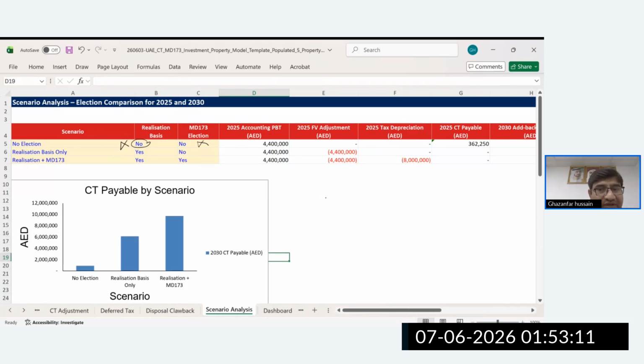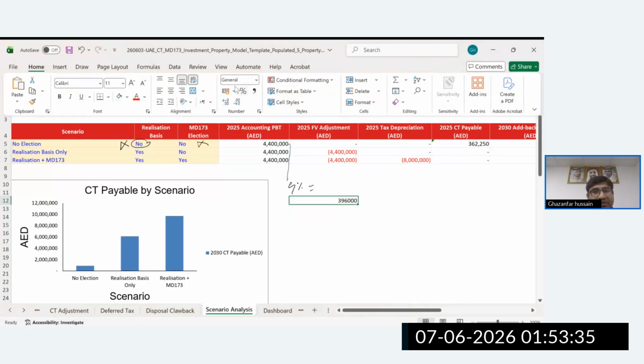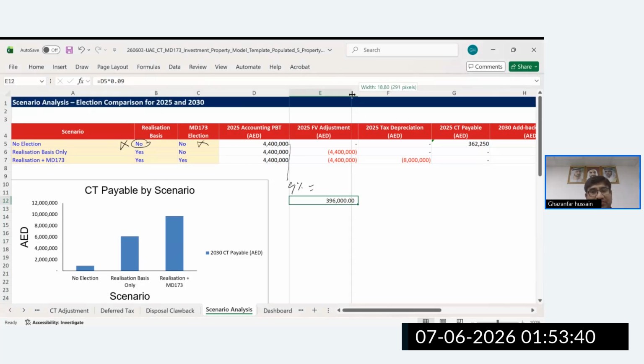What does that mean? We are paying the 9% of this. How much is the 9%? Just imagine we are paying this tax in our first tax period. 396,000 we are paying as tax to the government.